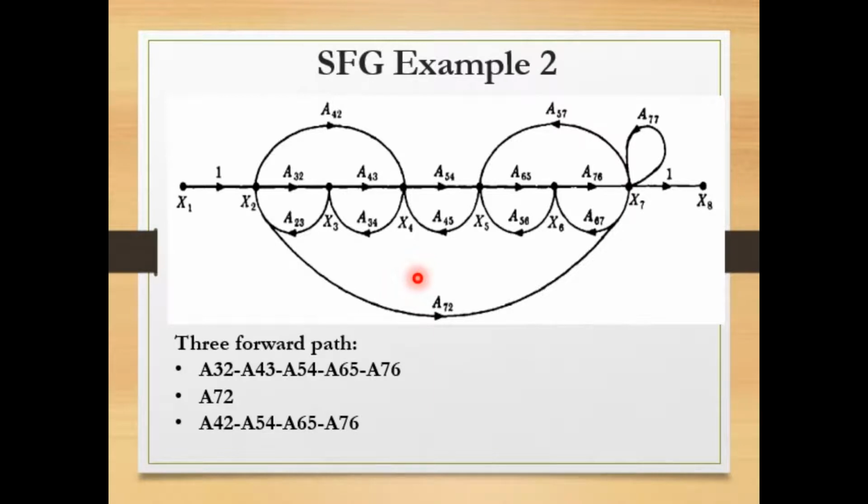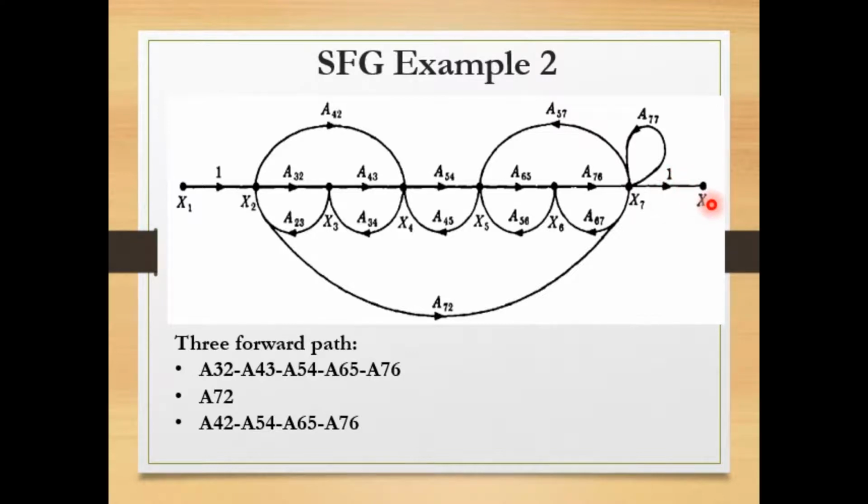If you observe here in this SFG, we have 8 nodes, that is x1, x2, x3, x4, x5, x6, x7 and x8. So it is clear that x1 is the input node because it has only outgoing branches, whereas x8 is the output node or the sink, which has only incoming branches.